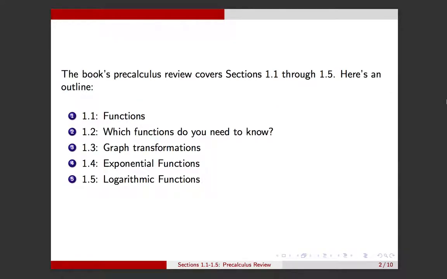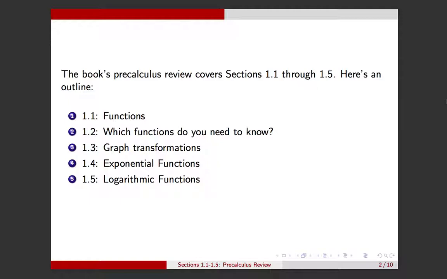So Chapter 1 is a review of pre-calculus, and here's the outline of what you're expected to know. The first section is just all about functions. What is a function? What's the graph of a function? How could you represent a function? Dependent, independent variables, things like this. Section 1.2 says, okay, you know what a function is. There are several that you just need to know really well, okay? There are all sorts of wacky functions out there in the wild, you know. Which functions do you need to know because you come across them so often?